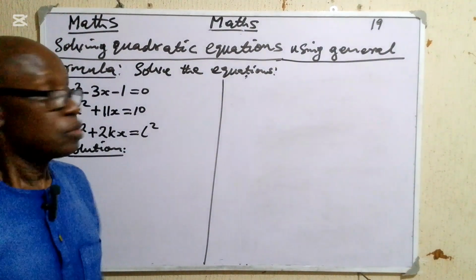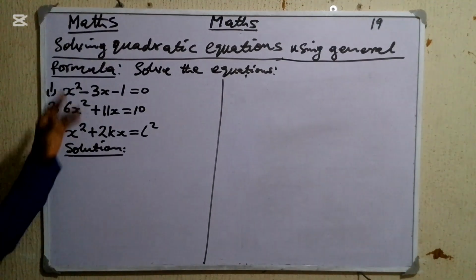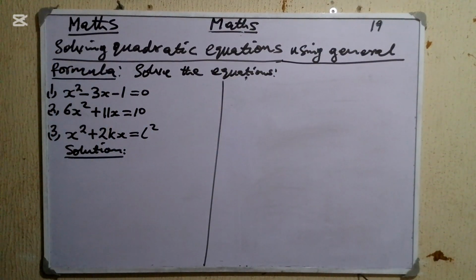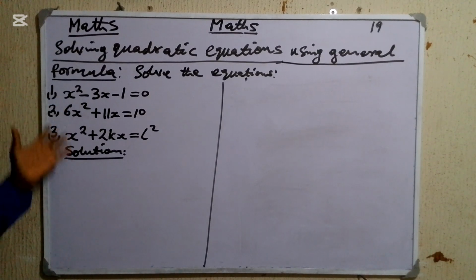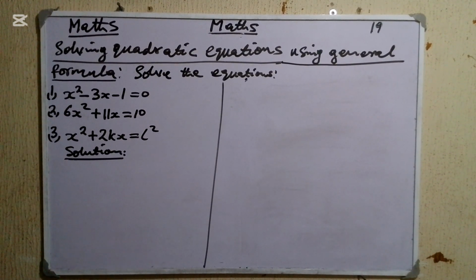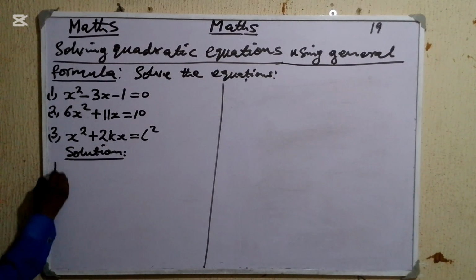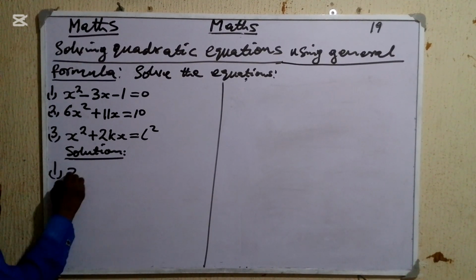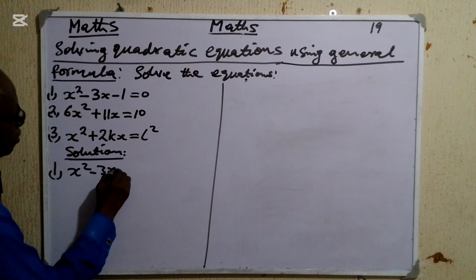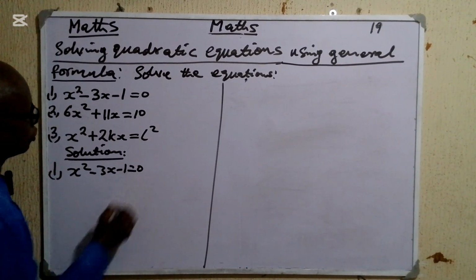Hello. Today I'm going to treat solving quadratic equations using the general formula, and I have three equations here. We are going to use the general formula to solve them. Question number 1, we have x squared minus 3x minus 1 is equal to 0.